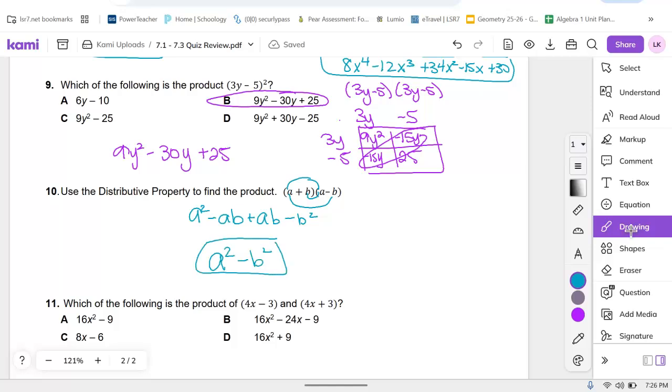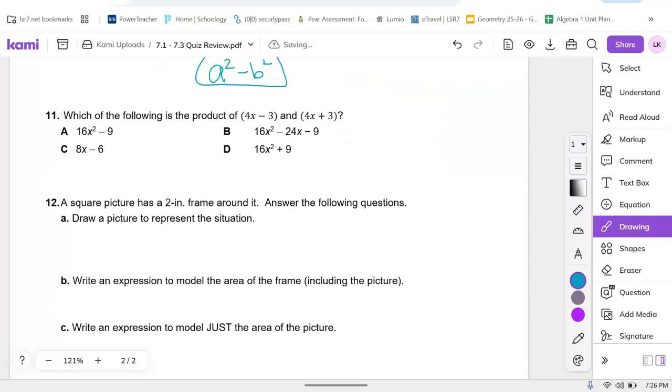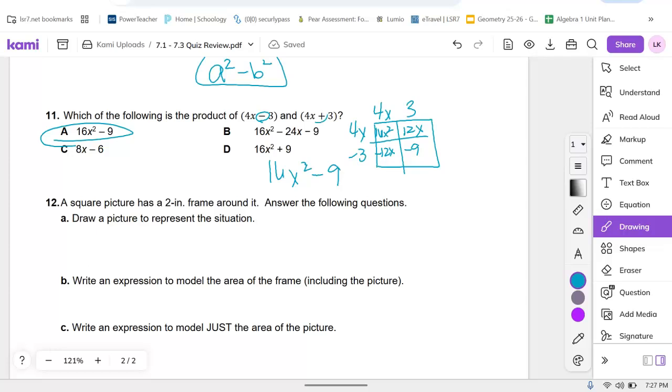When you have the exact same thing, except the signs are opposite, it's a difference of two squares, and the middle terms cancel out. Which of the following is a product of 4x minus 3 and 4x plus 3? So again, I'm going to pause this, do the box method so you can see it, and then move on. Everything's the same but the signs, so I know it's 16x squared minus 9.